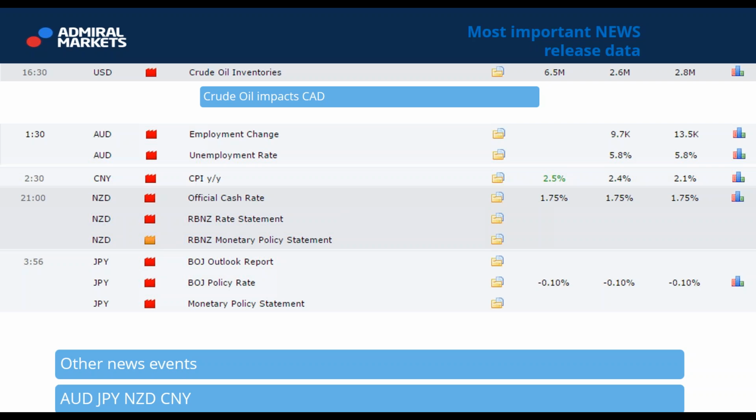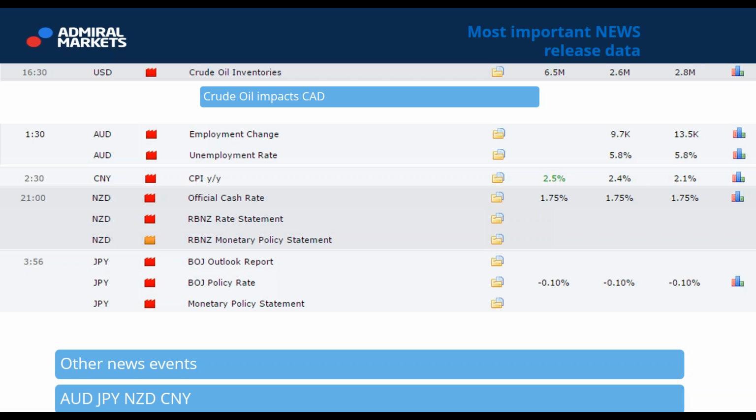For Australian dollar, it's employment change and unemployment rate. For Chinese yuan, it's of course CPI, Caixin index. For New Zealand, it's official cash rate and the RBNZ rate statement. Not so much news on New Zealand except for official cash rates and a few others, but pay attention to, of course, the rate statement, because it tends to have a bigger impact than just the official cash rate announcement.